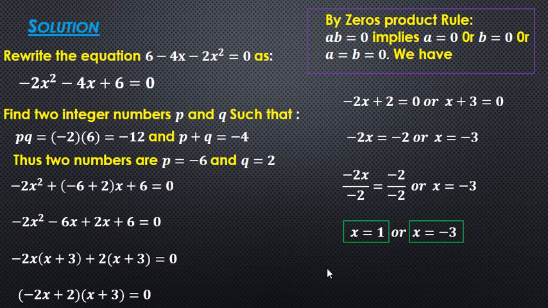Therefore, the solution set of the given quadratic equation is what? Minus 3 and 1. That means the set containing minus 3 and 1.